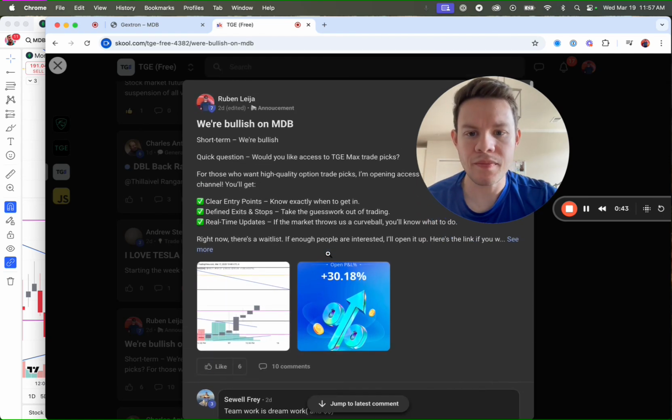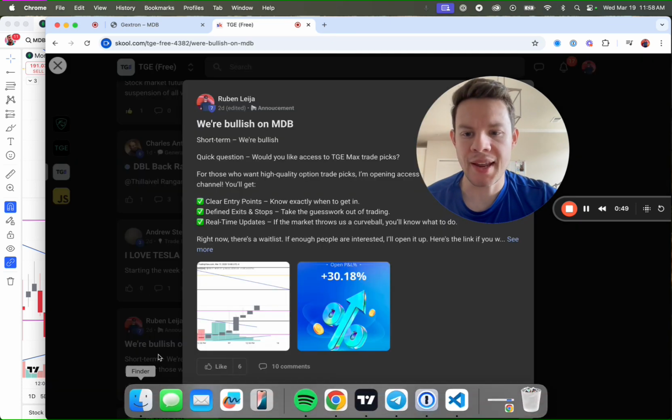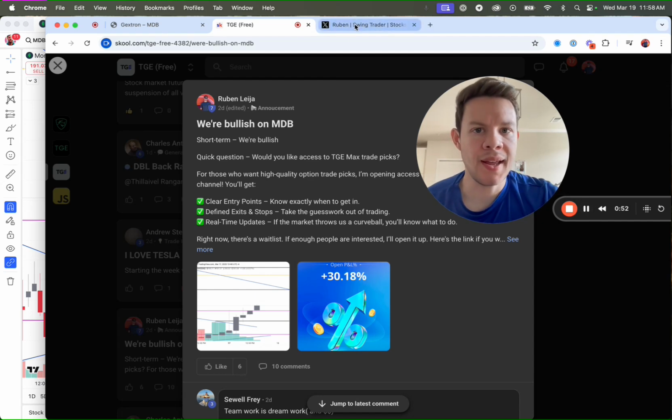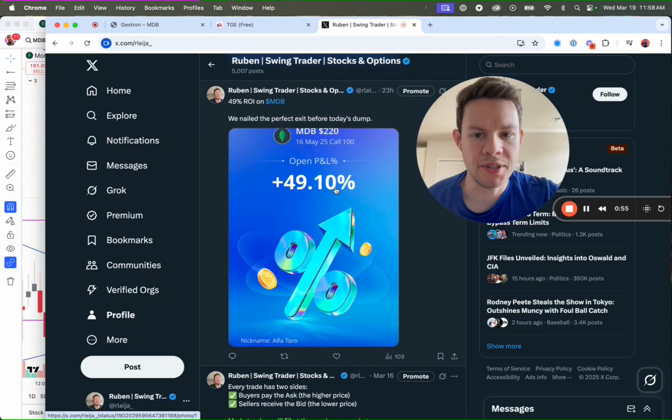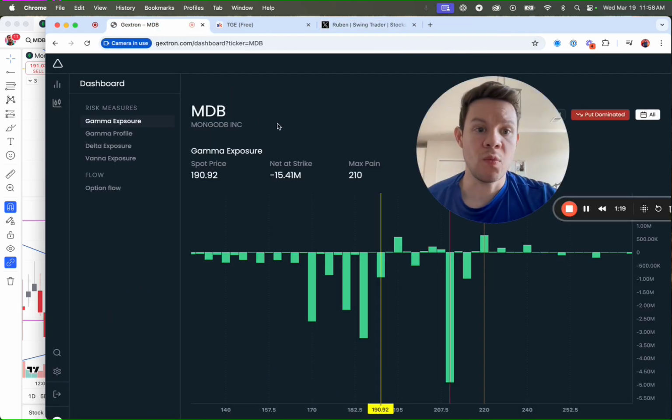So this is what happened. Instead of getting a 30% return, we actually ended up getting a 49% return on MDB, and we picked a 220 strike May 16th. Again, I'll go over the thought process, what we were thinking, what we saw, how we prepped, because a lot about trading is really just prepping and then taking action on the execution, on the thesis. Today is Wednesday, so the data has changed completely.